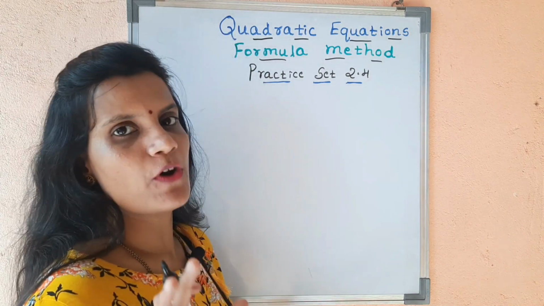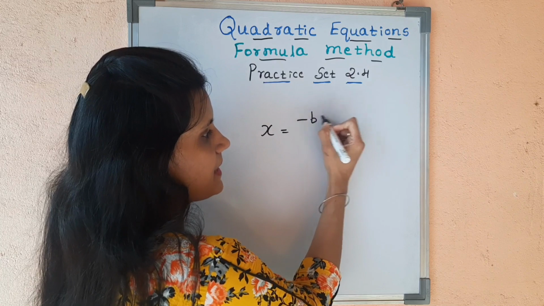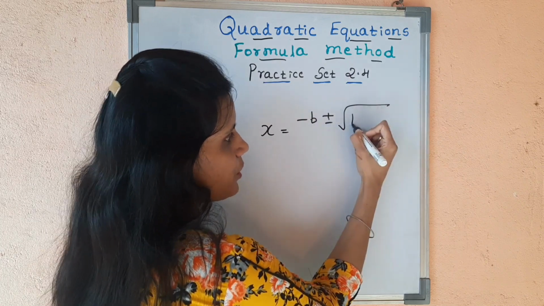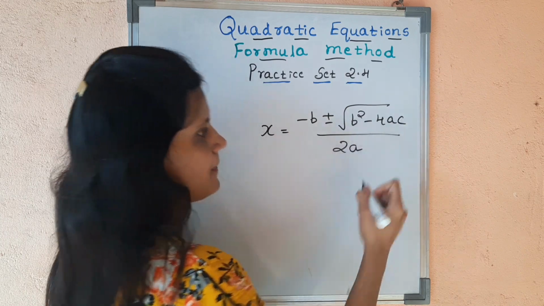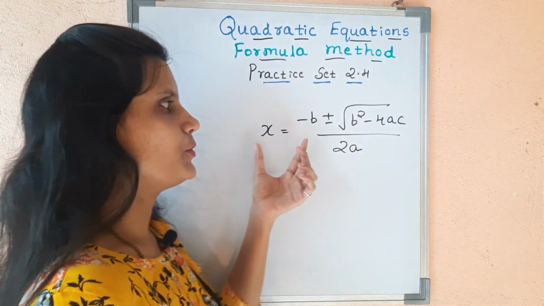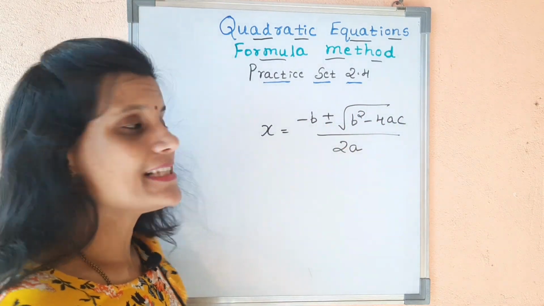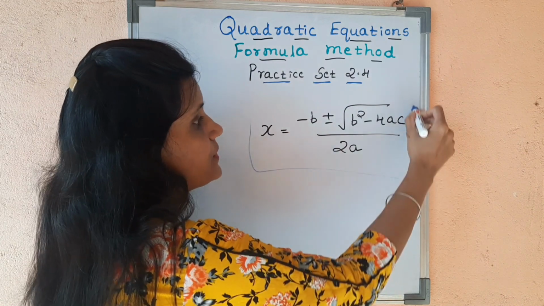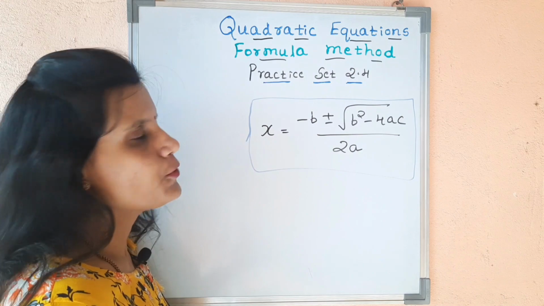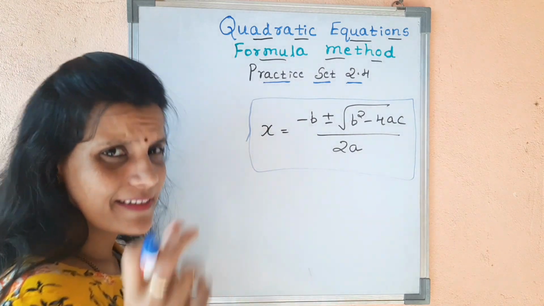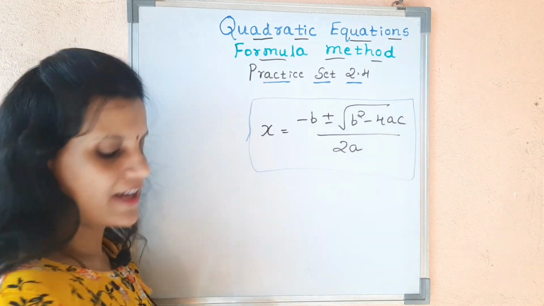Here the main formula we are using is x is equal to minus b plus or minus square root of b square minus 4ac, divided by 2a. Let me repeat, x is equal to minus b plus or minus square root of b square minus 4ac by 2a. This is the important formula which we are going to use in practice set 2.4. If you know this formula, then practice set 2.4 will be very easy for you. You can solve like this. Fine.